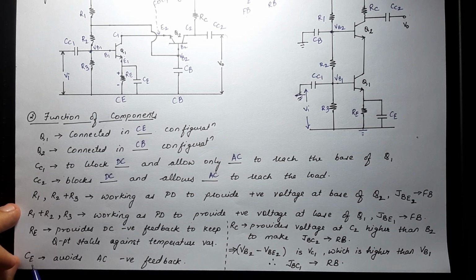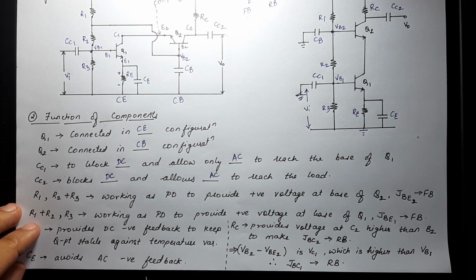Hence the CE, which is the bypass capacitor, avoids the AC negative feedback. In other words, it avoids the gain from coming down. It helps in balancing the gain.